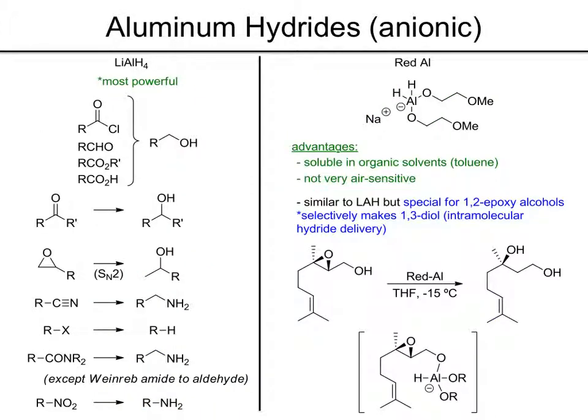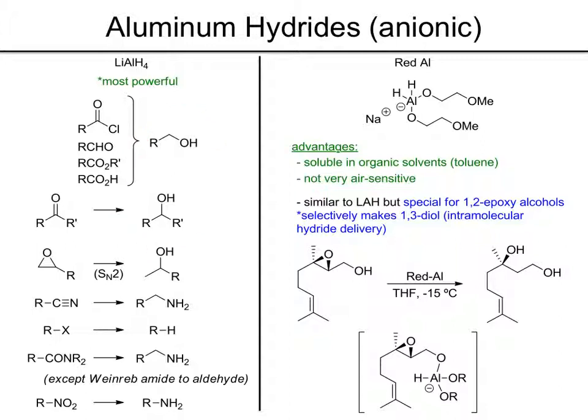Now let's look at the aluminum hydrides. Again, these are the anionic aluminum hydrides. They're no longer Lewis acidic. Lithium aluminum hydride is the most powerful reducing agent among the group 3 hydrides, and it can do a variety of reductions, starting with acid chlorides, aldehydes, ketones, carboxylic acids, and esters, all to the corresponding alcohols.